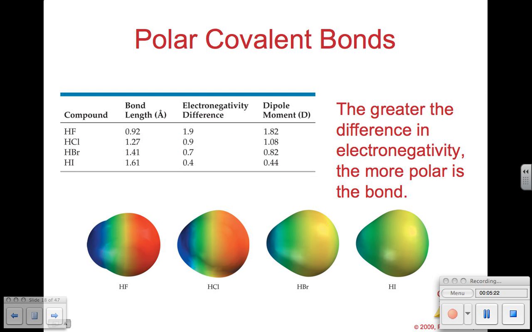So when you look at electronegativity difference values as well as dipole moment values, the greater the difference in electronegativity, the more polar the bond. So hydrogen fluoride has a greater electronegativity difference and therefore is the most polar, has the greatest dipole.